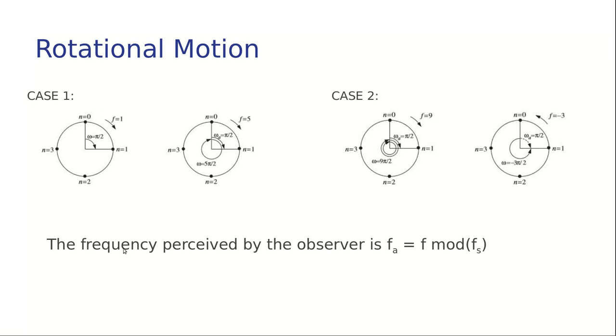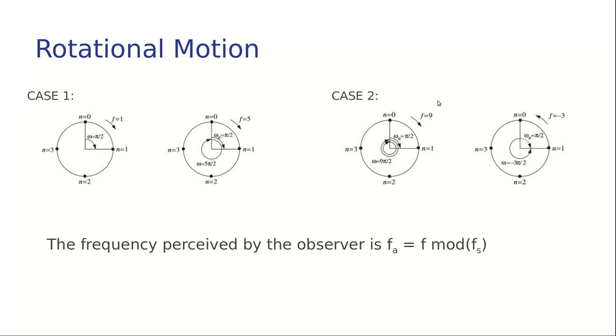So here we see that the frequency perceived by the observer is f mod fs, here f being 5 and fs being 4. The relative speed seen by the observer would be 1 revolution per second, but which is not true. So this sheds some light on choosing proper fs.